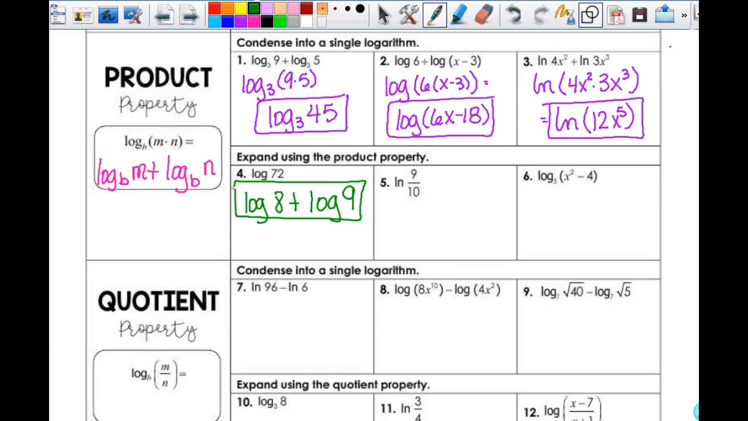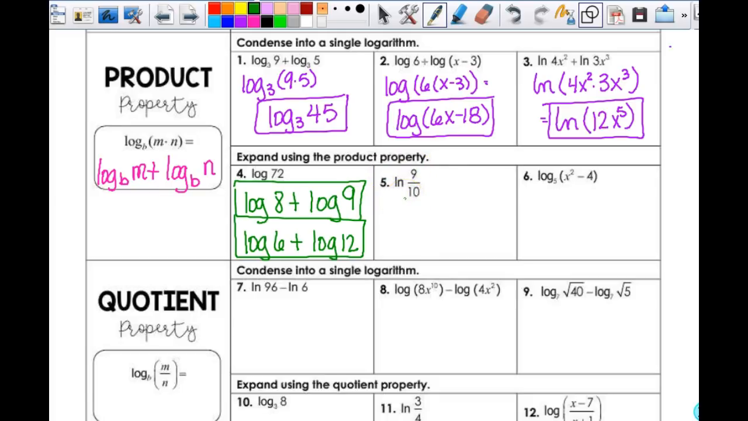Well, 6 times 12 is also 72. So another option could be log of 6 plus log of 12. You don't have to have two answers here, but there's more than that. It could be 2 and 36. I mean, we've got options, but something that would make sense there will work.